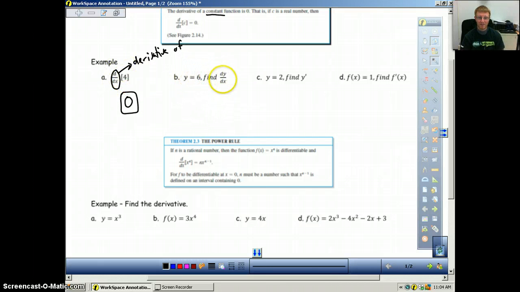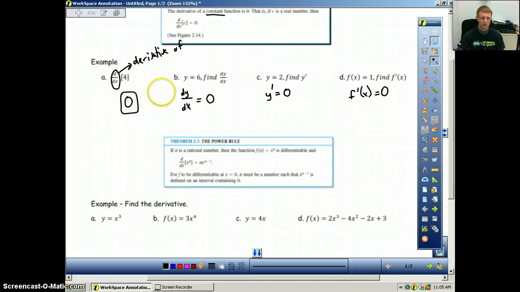It says y equals 6, find dy dx. So we would say dy dx, which also means derivative, equals 0. We have y equals 2, find y prime. There's a y with an apostrophe. That means y prime. Y prime means derivative. That's equal to 0. And our last notation is f of x. If we have f of x equals 1, find f prime of x. Again, that prime means derivative, so that means that, again, we have a constant here, so f prime of x equals 0. Okay, real simple there. Okay, so all constants are 0, and we also talked about some of the different notations you will see for derivatives. We just need to be comfortable with that.